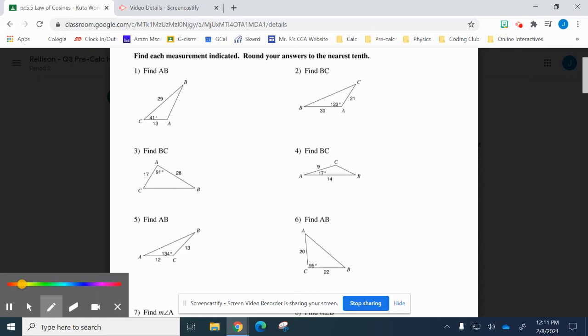Okay, so we're going to do number 1 and number 2, which are exactly the same. They're pretty much all the same. So we'll just do number 2 here. So this is the one we're working on, okay? So we're going to write the law of sines.